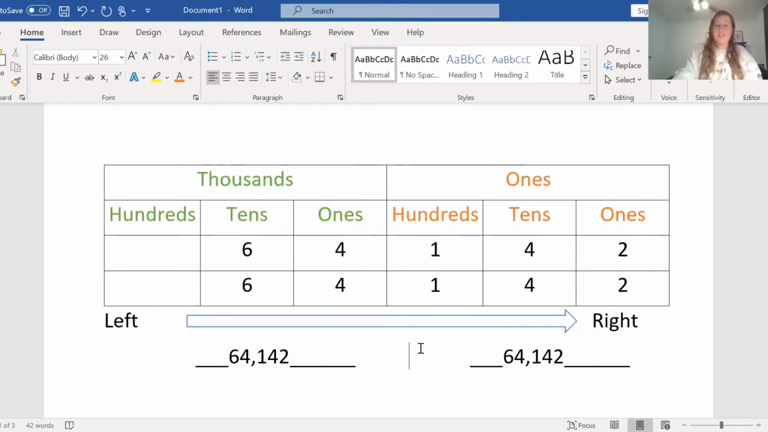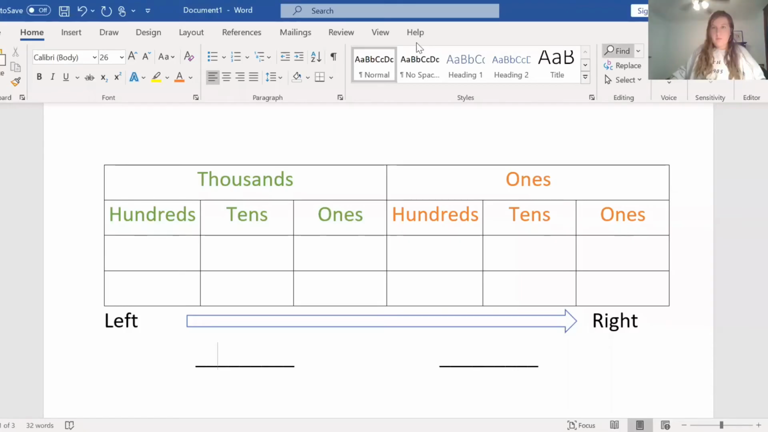So we can determine that these two numbers are equal to one another. 64,142 is equal to 64,142. Let's try one more example before we start our activity. So I'm going to give you two more numbers and we're going to fill them in and see if we can compare and see if one is greater than, less than, or if they are equal to one another.